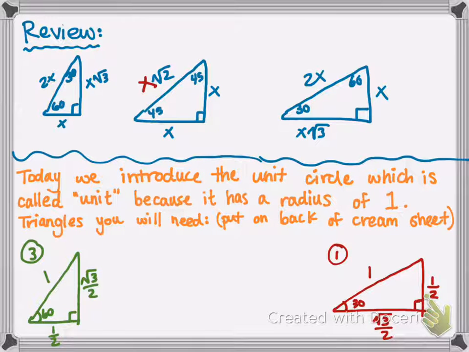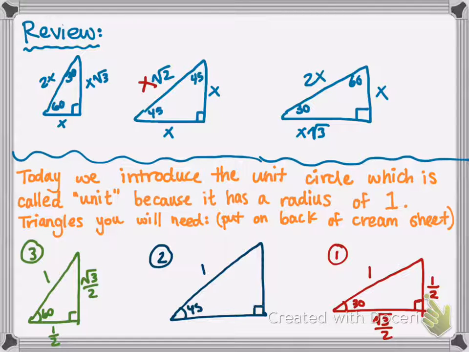The only other thing you're going to need is the 45-degree triangle, and that 45-degree triangle, again, has a hypotenuse of 1. If I were going from the short side to the hypotenuse, I would multiply by the square root of 2. But since I'm going backwards and trying to get to that short side, I'm instead going to divide by the square root of 2. So this little side is going to be 1 over the square root of 2.